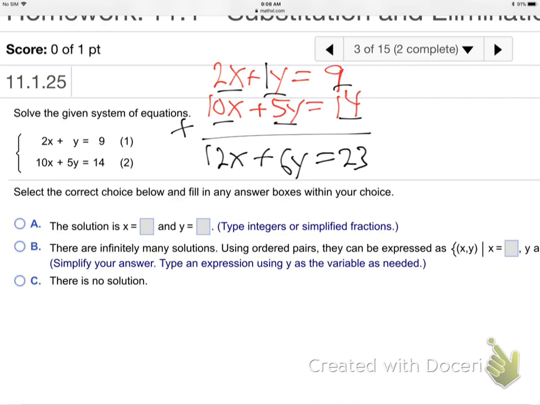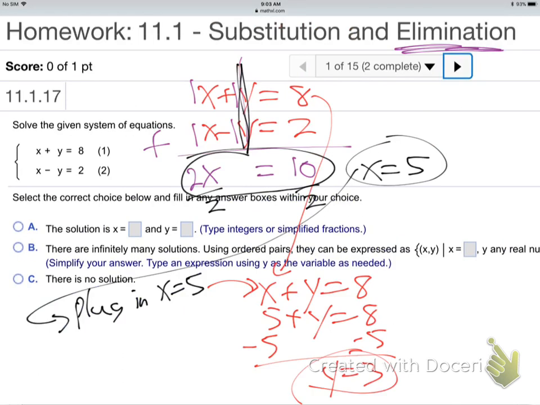Well, it didn't work this time. Nothing canceled out when I added them. So that's a bummer. Why didn't anything cancel out? It worked great over here when I added them up. See how those y's canceled out, and I got down to just x? And that was easy then. Once you had only one letter, then you could solve it.